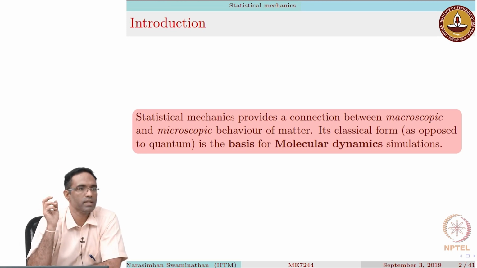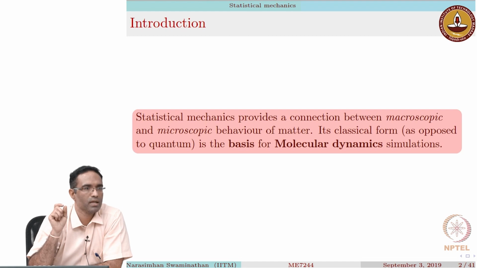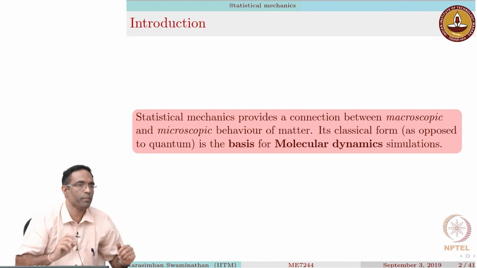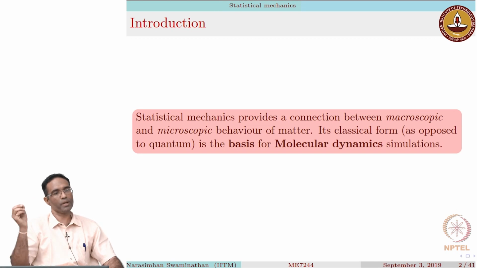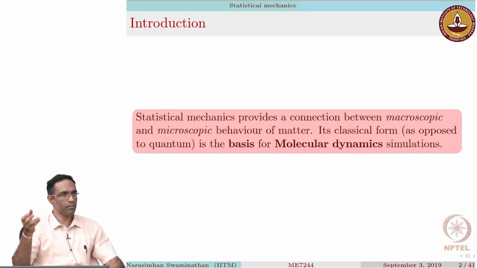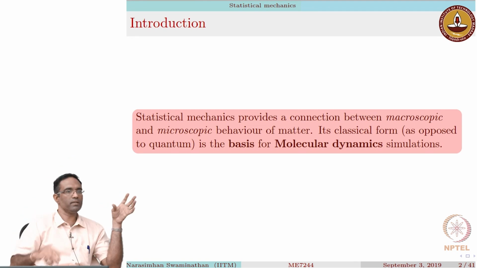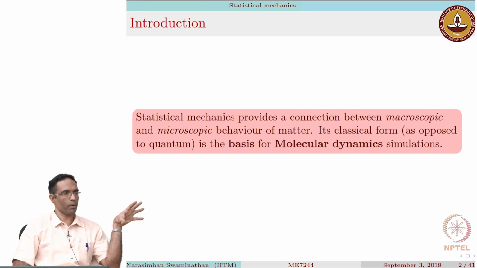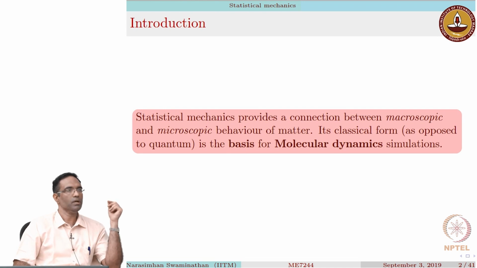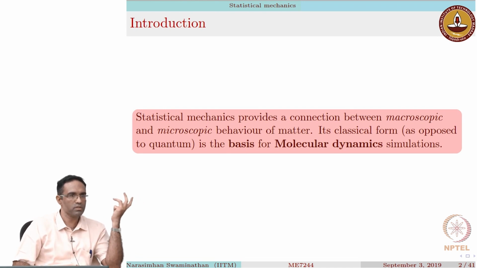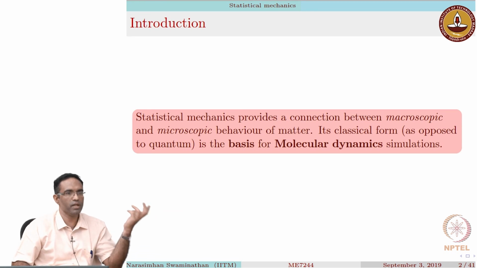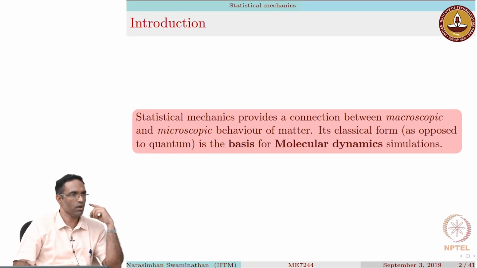So overall, statistical mechanics provides a connection between the macroscopic properties of matter and the microscopic constituents of matter. What macroscopic and microscopic mean is something that we will come to in a little bit more detail. But to give you some idea, temperature is basically a macroscopic property of a given system. Pressure is a macroscopic property of a given system. So is Gibbs free energy, enthalpy, and all these thermodynamic quantities.